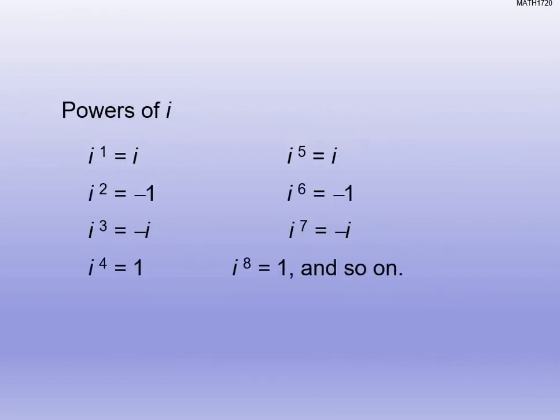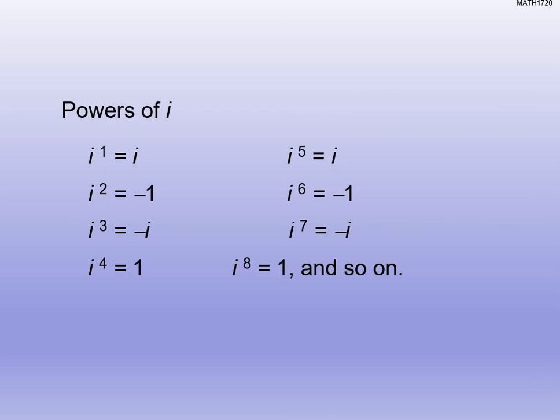Alright, powers of i. We should know that i to the first is i, i squared is negative 1. We've been dealing with that one. i cubed is negative i, and i to the fourth is 1. And then the pattern starts all over. It literally goes i, negative 1, negative i, 1, and repeats, so on and so forth.